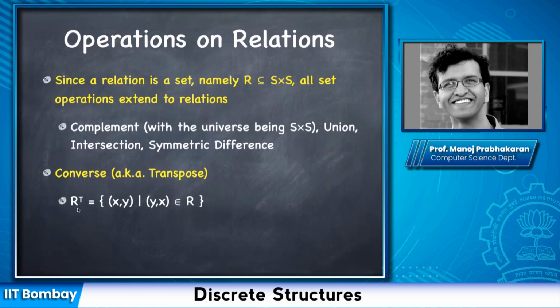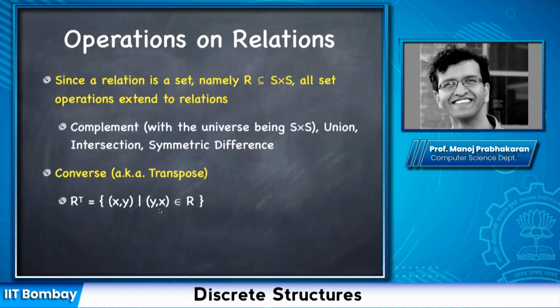So this operation called converse or transpose takes a relation R and gives you a new relation R transpose, which consists of pairs XY such that the pair YX in the opposite order is in the relation R. Here again, X and Y need not be distinct. Some pair XX in R will be in R transpose also. But otherwise it's swapping the order of elements of the pair. So it has essentially the same information as what R has, just that the order is reversed.